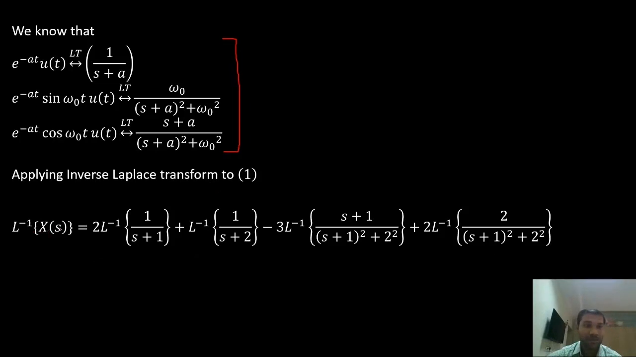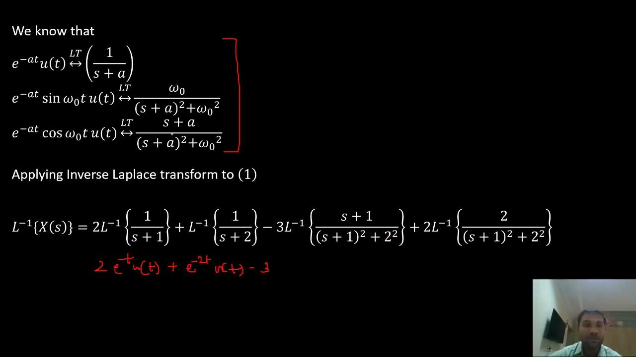Inverse Laplace transform of X of s, that is x of t. Now it is equals to 2 into e power, when a is 1, I have minus t u of t, right? Plus here a is 2, so minus 2 u of t, minus 3 into, what is this? S plus a divided by s plus a whole square plus omega naught square.